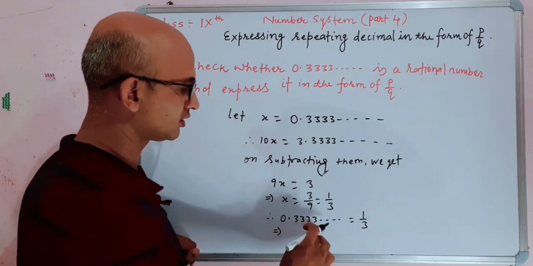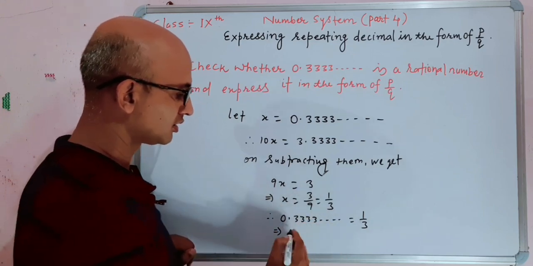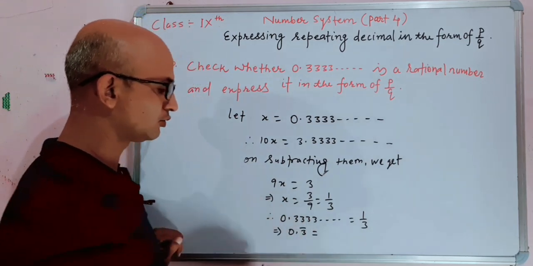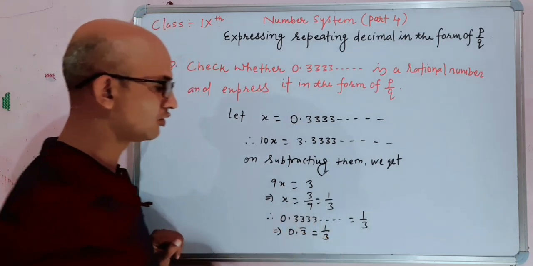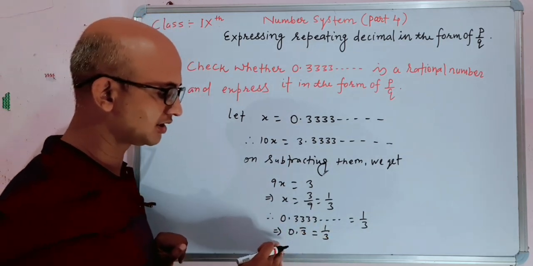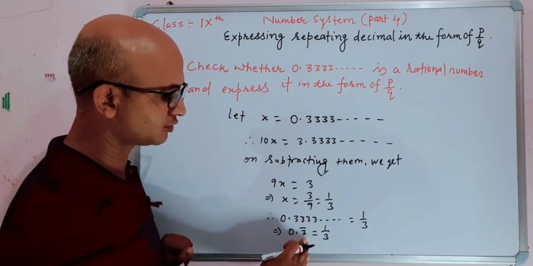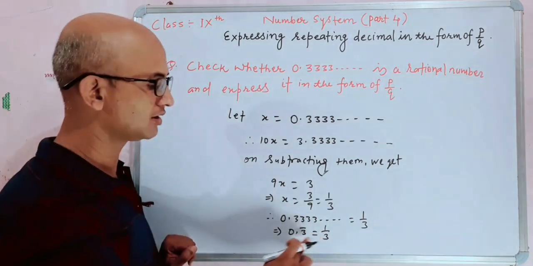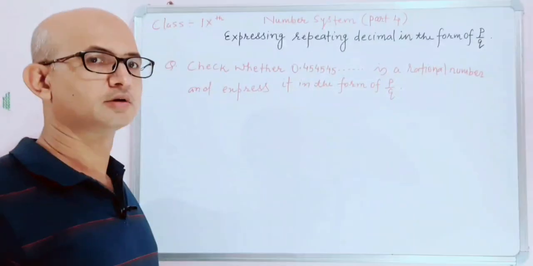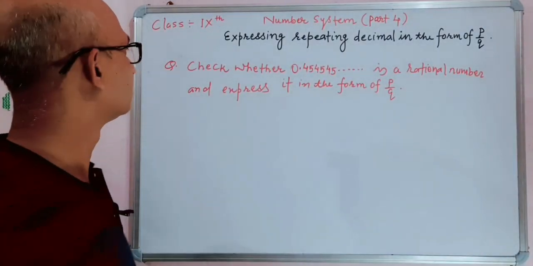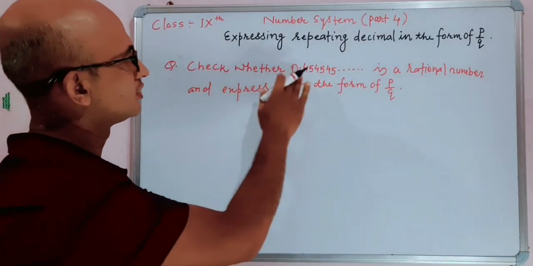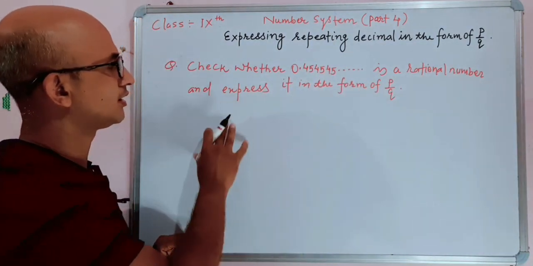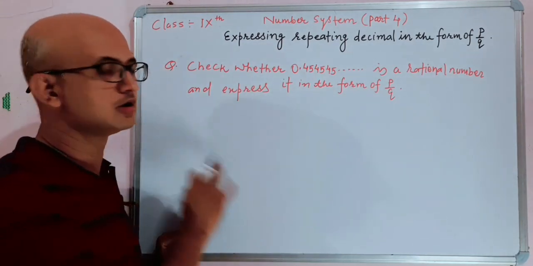Since 3 is repeating here, 0.333 is also written as 0.3 recurring. Thus, we get 0.3 recurring equals 1 by 3. Here, we can see that this repeating decimal expression has been expressed in the form of p by q. So, we can say that it is a rational number. Let us now take another numerical. Check whether 0.454545 and so on is a rational number, and then express it in the form of p by q.